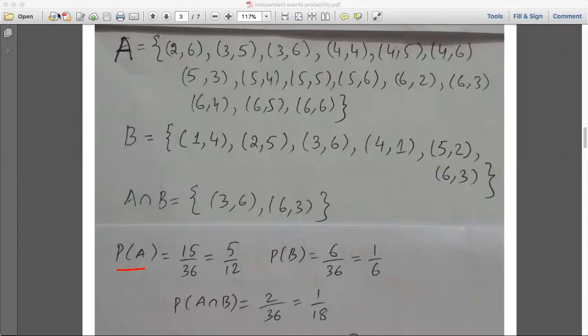Okay, and I have already told you, when two dice are rolled, the number of elements in the sample space is 36. So 15 divided by 36, when you solve it, it is 5 by 12. Similarly, the probability of B is 6 over 36, and this is 1 by 6. Clear?